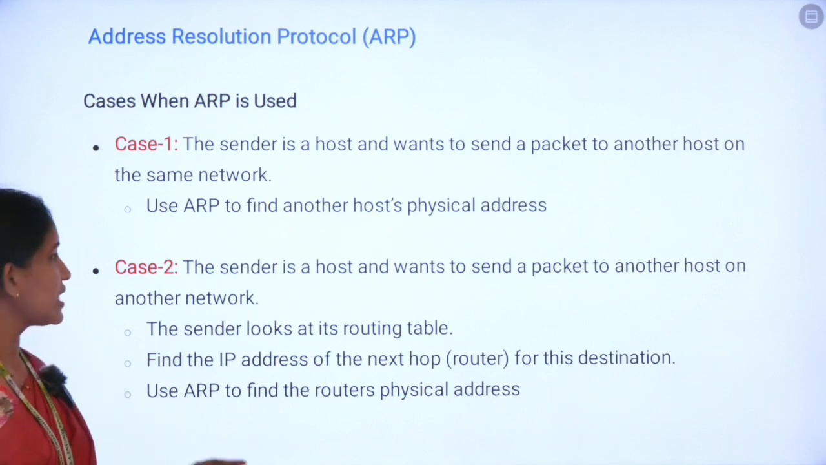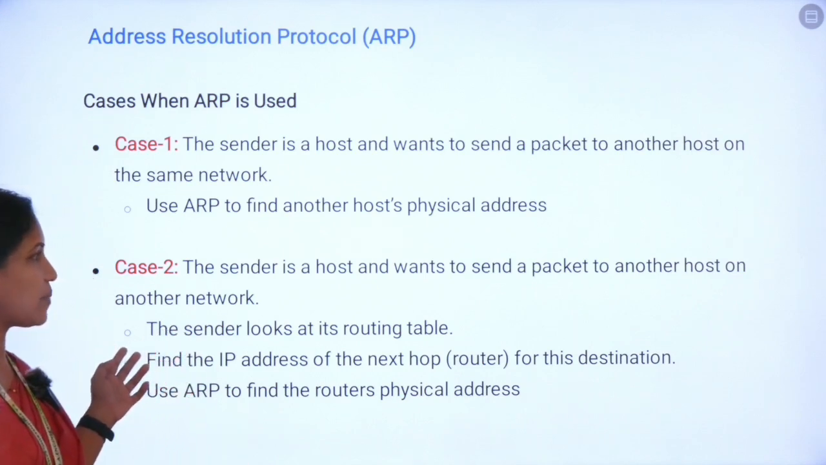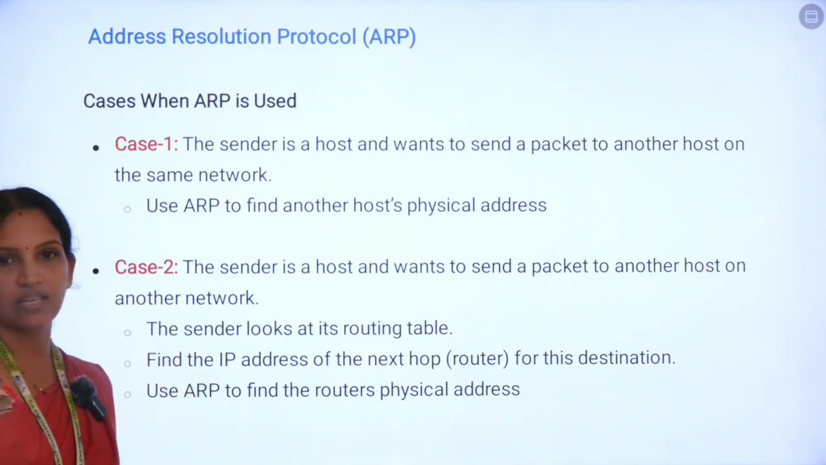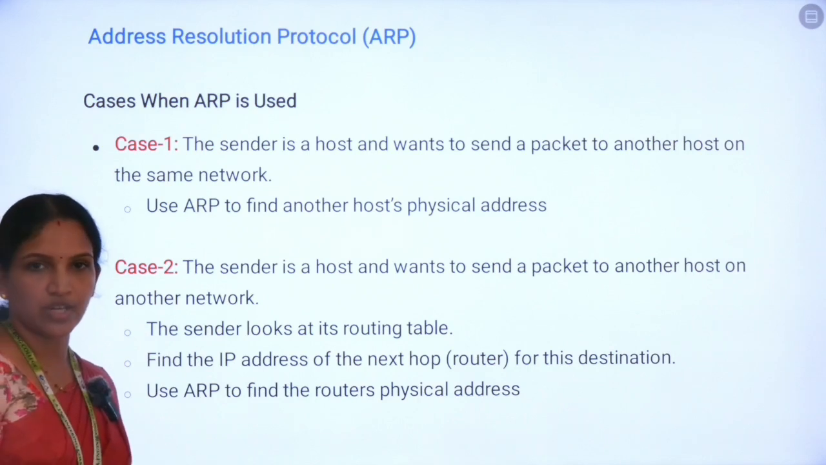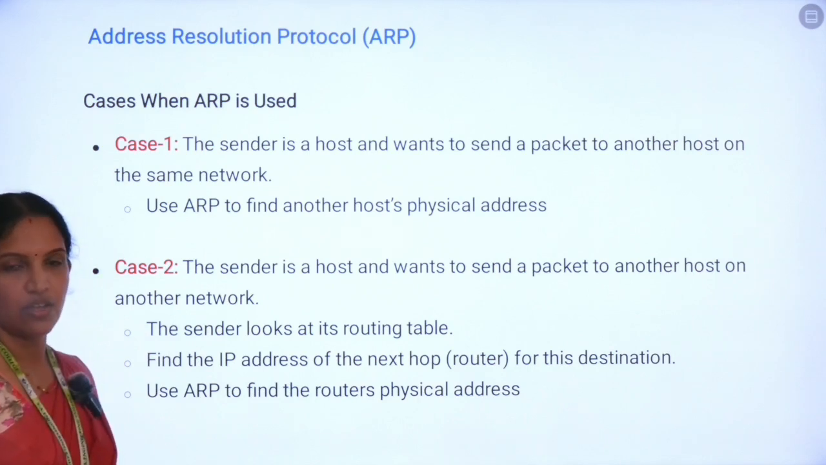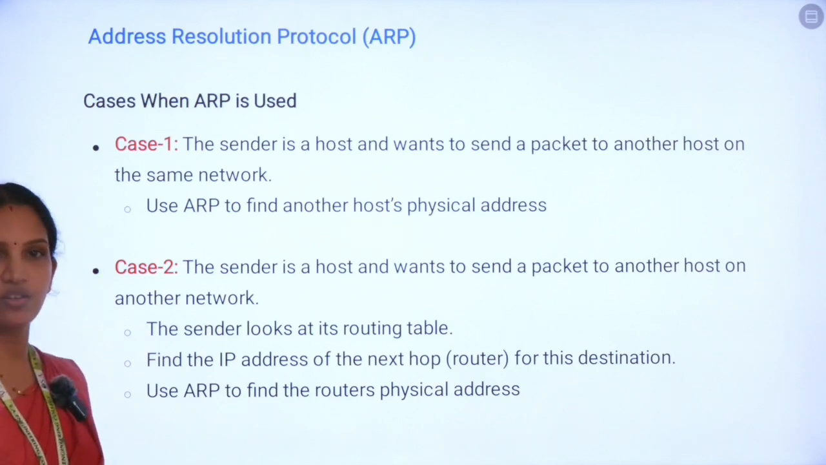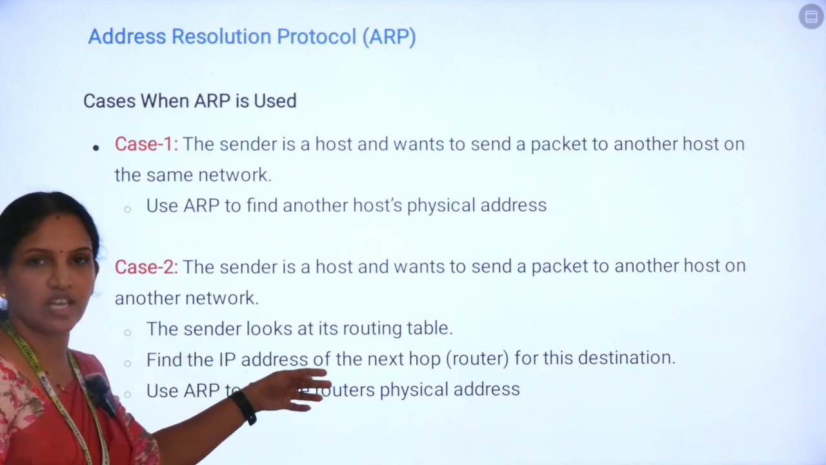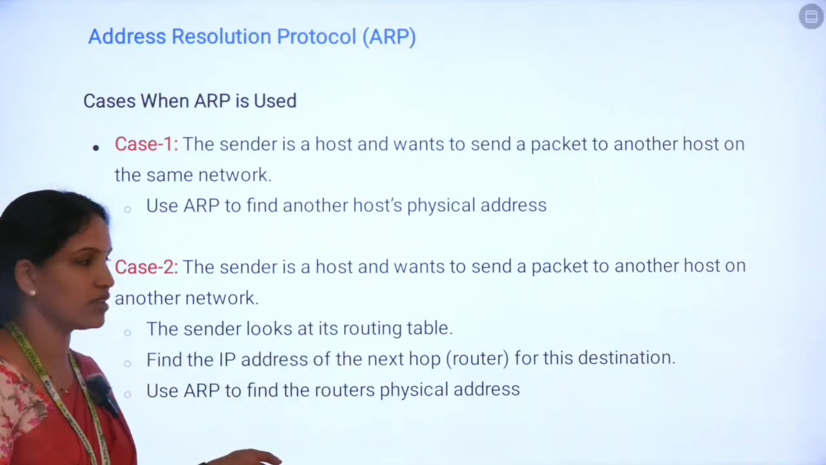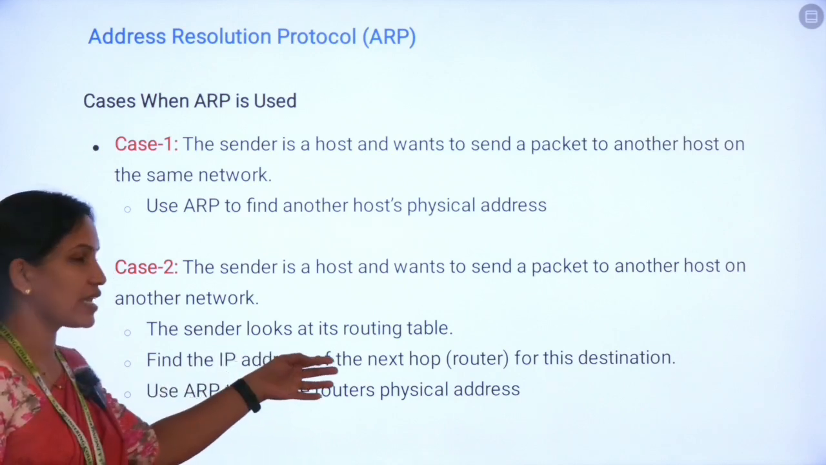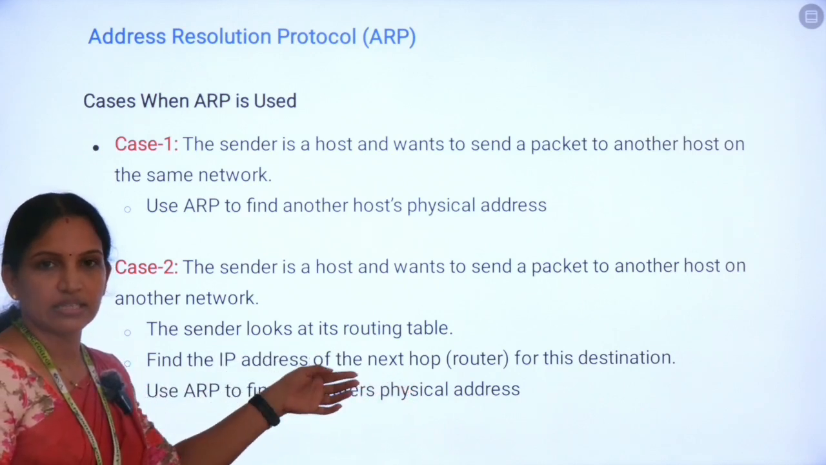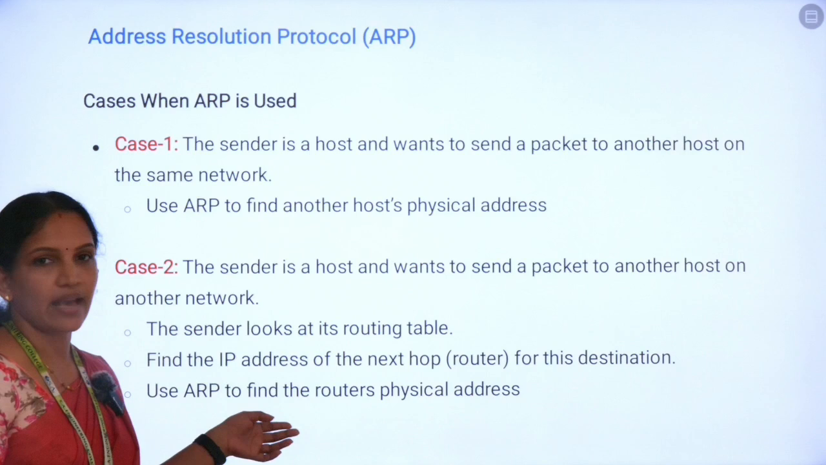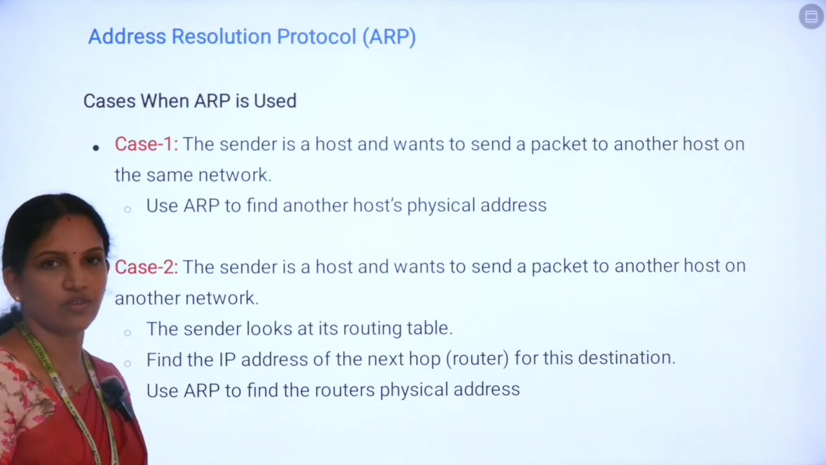Case 2 is the sender is a host and wants to send a packet to another host on another network. So sender is on one network and receiver is on another network. So definitely there will be intermediate routers. The sender first looks into its routing table to get the routing information. After that it will find the IP address of the next router. Then it will use ARP to find out the physical address of the router.